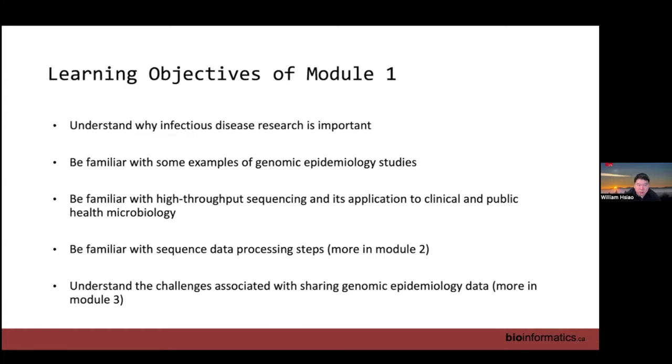Okay, so back to the learning objective for module one. The most important objective of module one is really just to give you a sense of why we can use genomic epidemiology studies to achieve better results than the more traditional symptom or even marker gene based approaches. And to do so, we would first want to introduce why infectious disease research is important. And the fact that you're all here, I think that's probably preaching to the choir a little bit, but I'll give you some examples of genomic epidemiology studies to show how people are doing it, just at a very superficial level, but you'll get into it a lot more in the rest of the workshop.